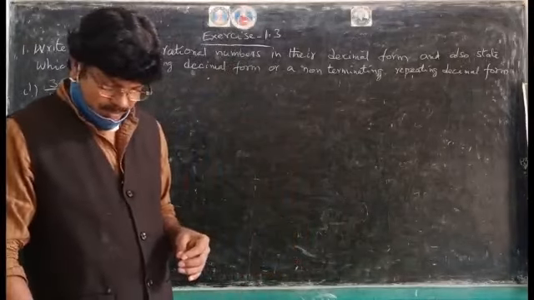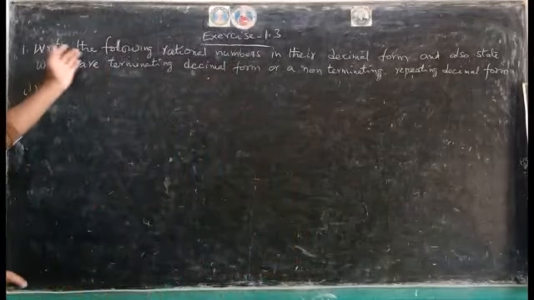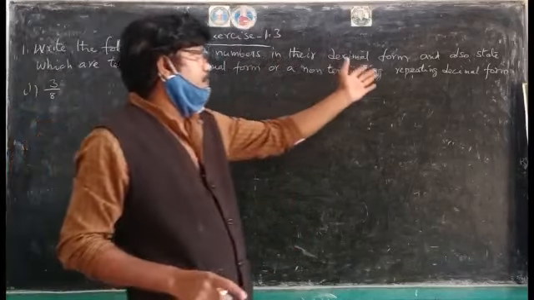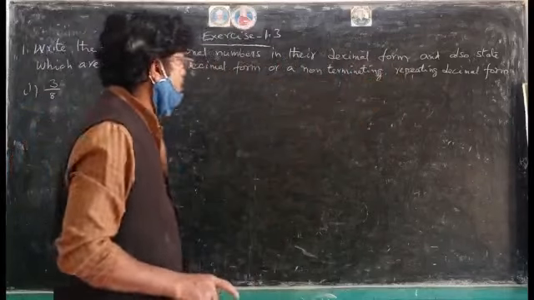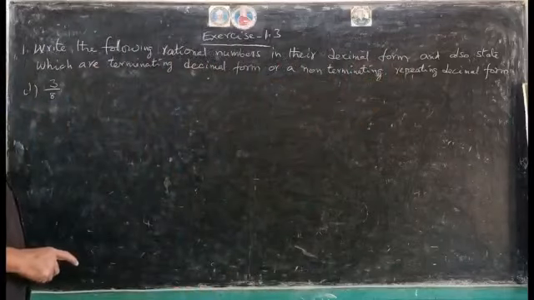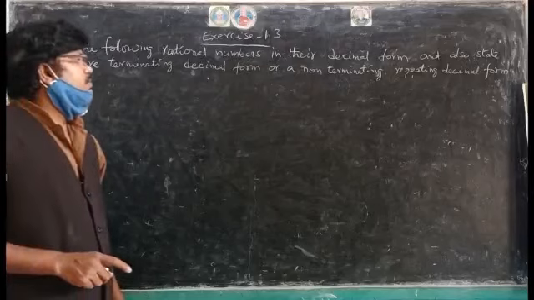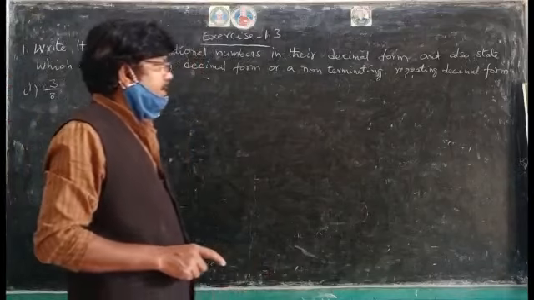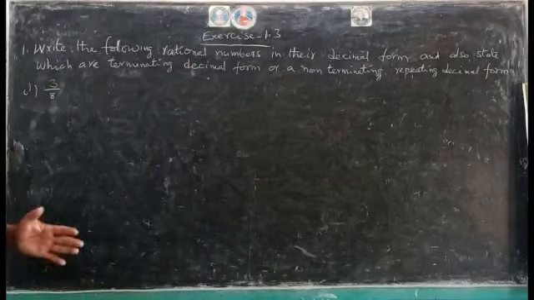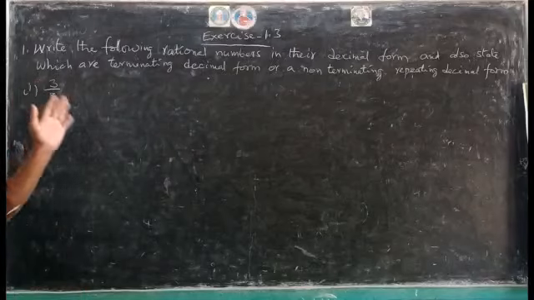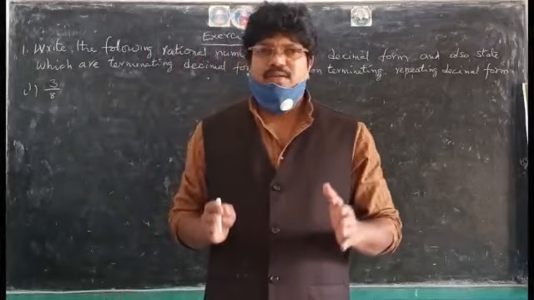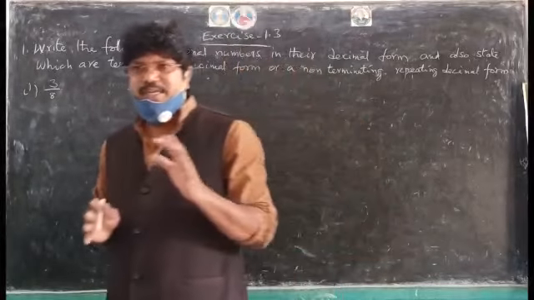In 1.3, write the following rational numbers in their decimal form and also state which are terminating decimal forms or non-terminating repeating decimal forms. So the first one is 3 by 8. You just do the division here.